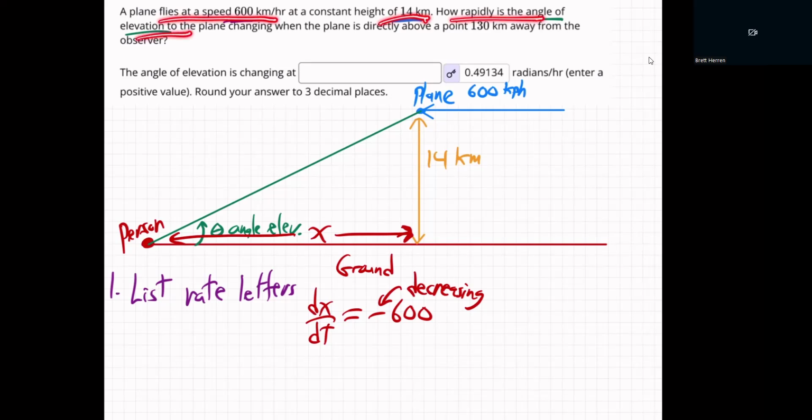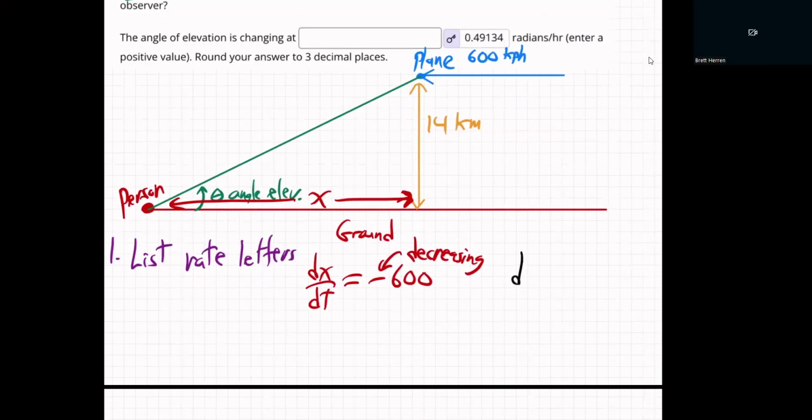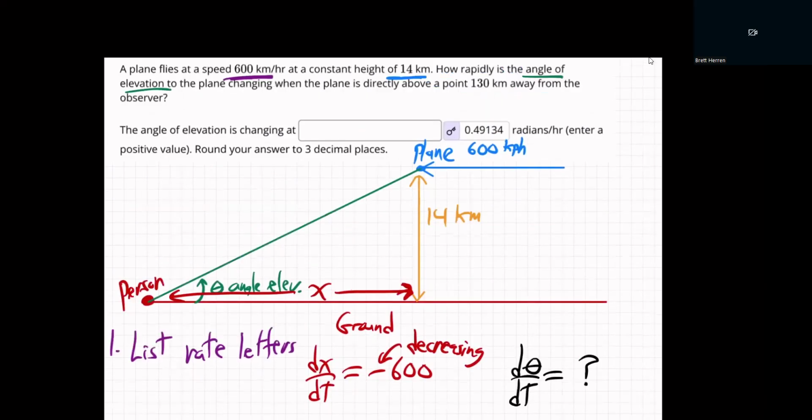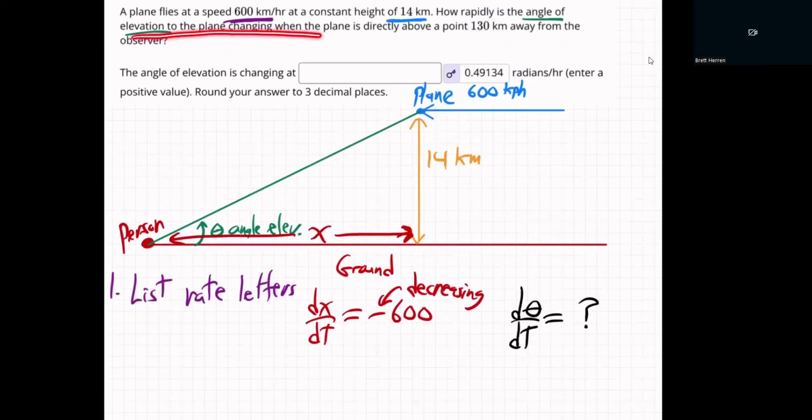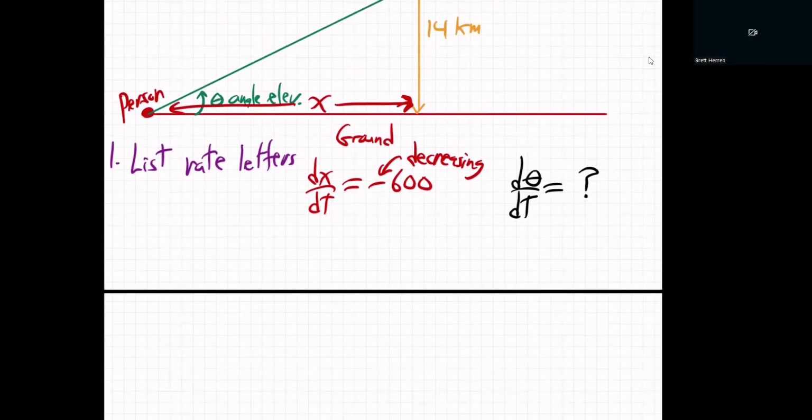How rapidly is the angle of elevation changing? So that's what they seem to want from us. dθ/dt, that's what they want, right? Those are our only two rates mentioned. On we go to number two.